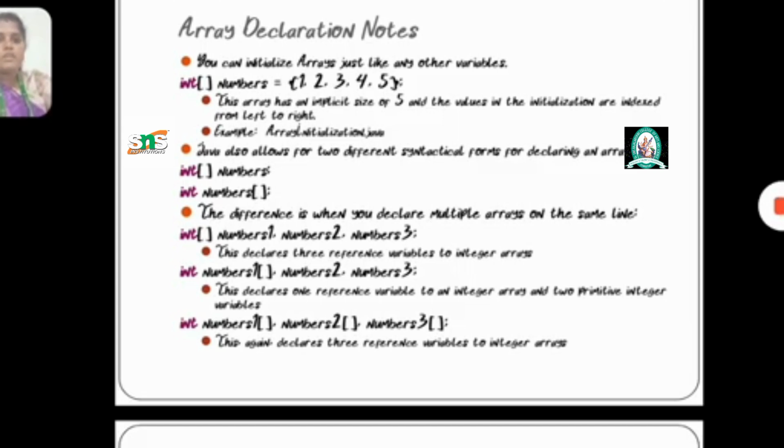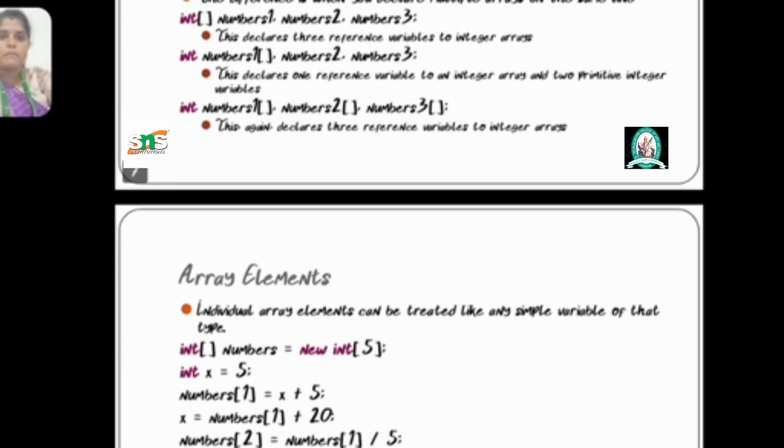Multiple arrays can also be created in a single line: int num1[], num2[], num3[], num4[]. In the square brackets we can mention the size of the elements. Next, in the next slide, int[] num1, num2, num3. Number 1, number 2, number 3 all come under the same data type, that is the integer data type.